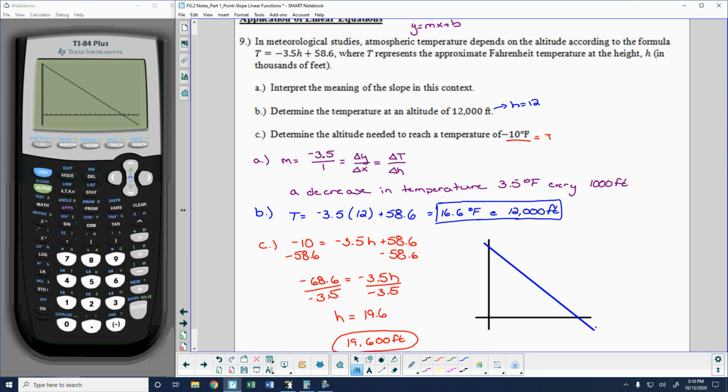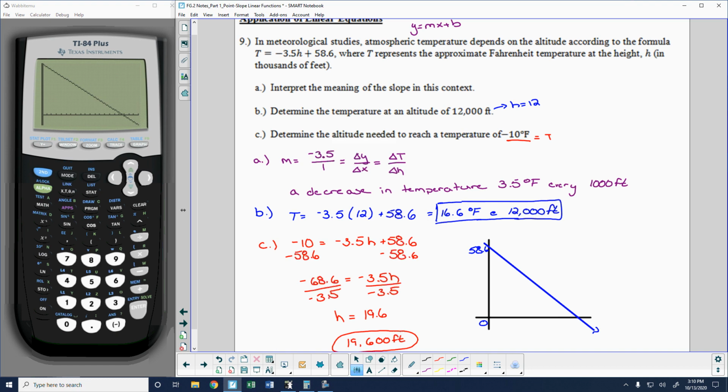It does go continuously to the left forever. We don't need to go continuously to the right forever on the x-axis because that would be h less than 0. So this is 0. We know that. We know this is 58.6. That's the y-intercept, and that's a pretty good enough labeling for the graph.